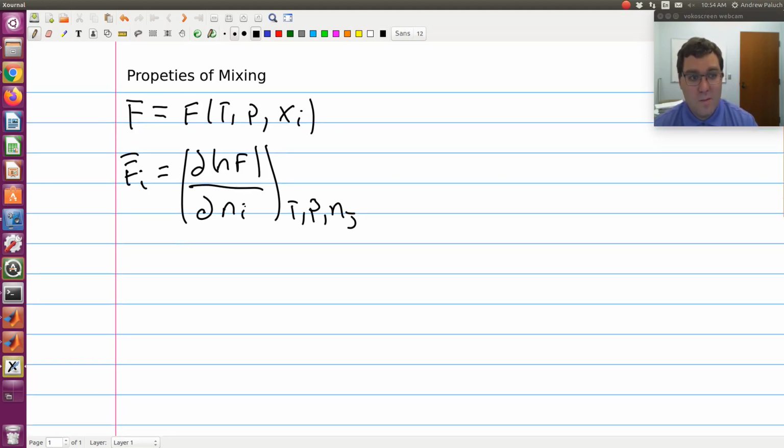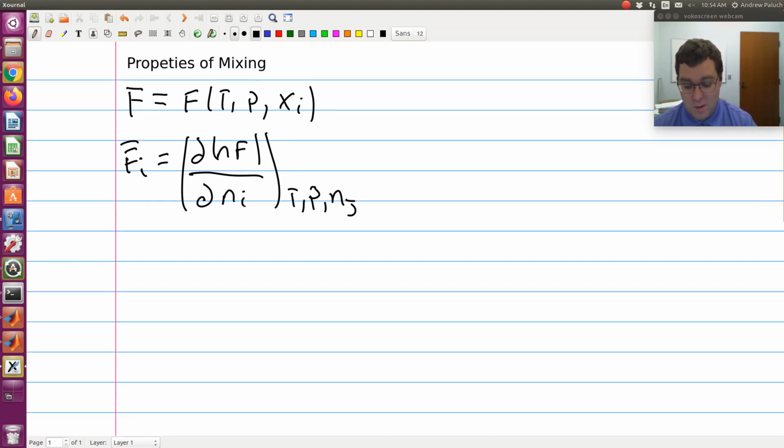So what do we mean by property changes upon mixing? I'm going to imagine the case of a binary system. I'm just going to think about a binary for now, so I can write down the equations. And I'm also going to think about a binary liquid for now, just because liquids are easy to picture. Thinking about, say, general chemistry lab.